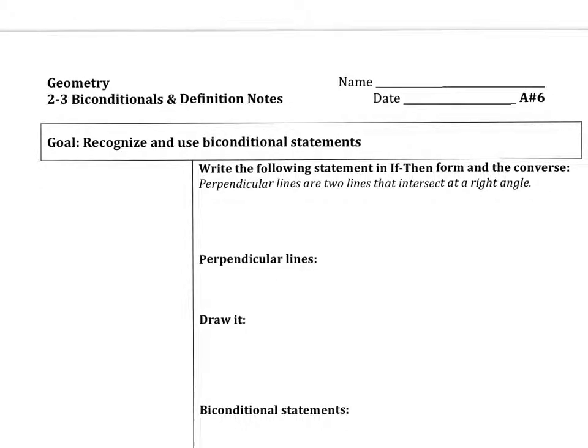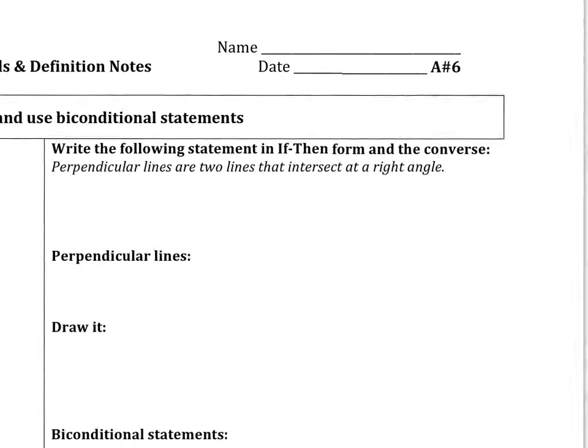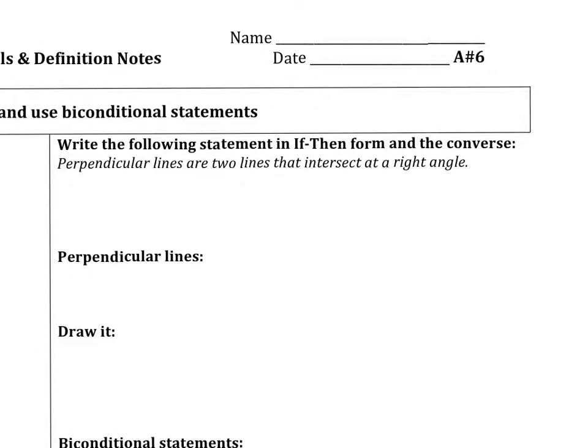Alright, geometers, today we are going to be talking about biconditional and definitions. So today we're going to recognize and use something called a biconditional statement. So our first line of business here is to write the following statement in if-then form as a conditional, and then we're going to flip it and write the converse.